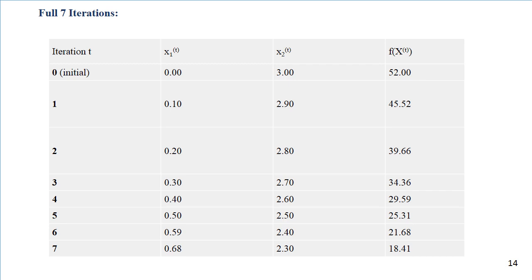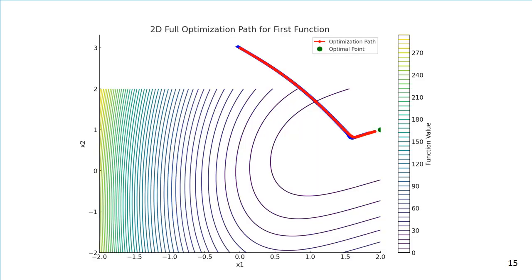The table shows the results of the example for the first 7 iterations. This figure is also provided to schematically illustrate the convergence behavior and the optimization path.